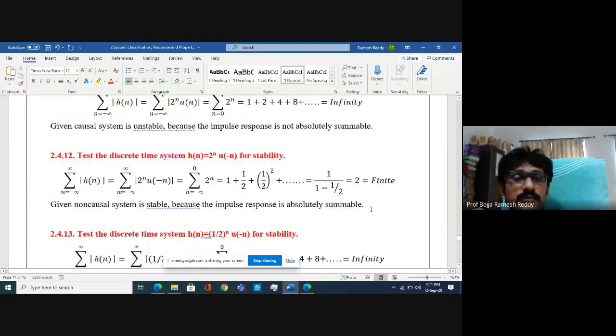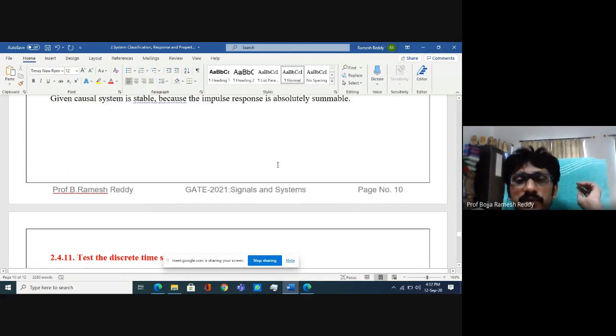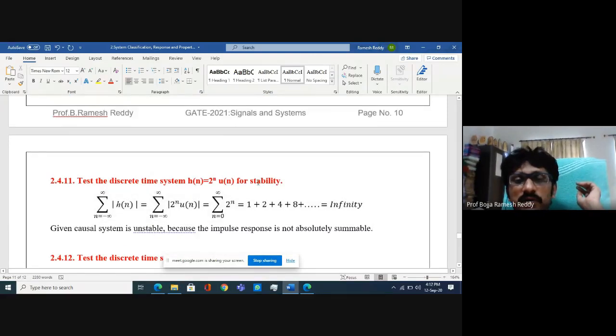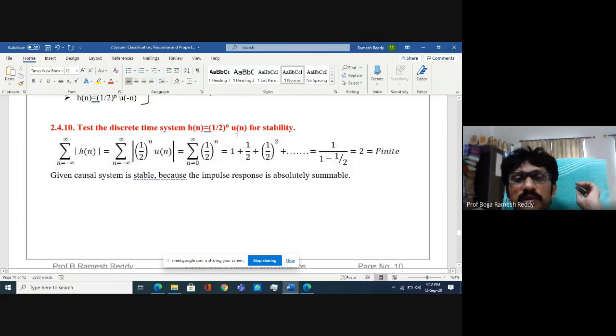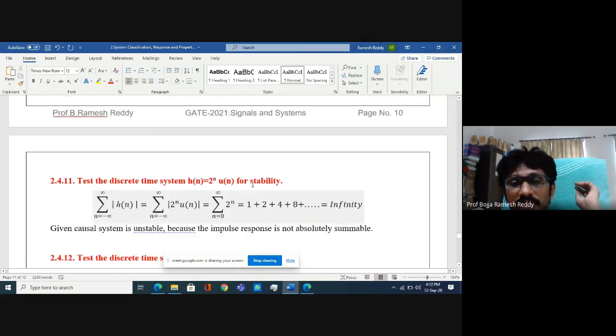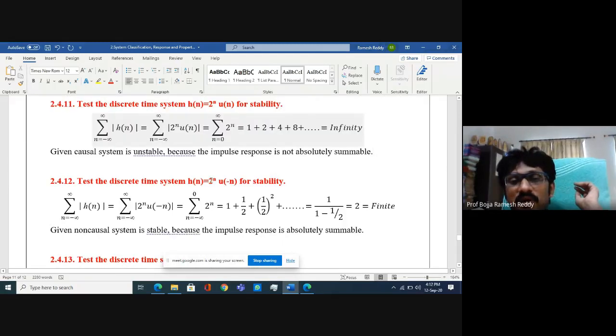Next example. Test the discrete time system h of n equal to 2 power n u of minus n for stability. These are different examples. The first case was causal and unstable, before that causal and stable. Now it is non-causal.